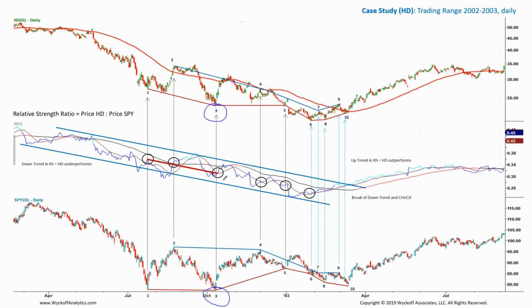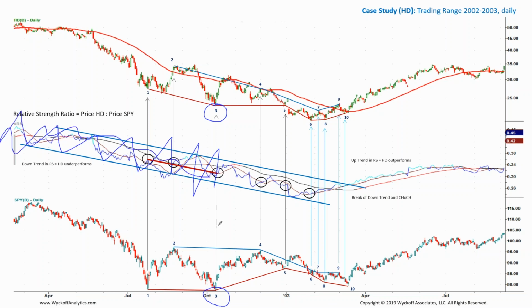But the blue line is moving up, right? So for a very small window of time at point number 3, Home Depot is slightly outperforming relative to SPY, but it's underperforming in the context and the construct of a downtrend. So I would still stay away from it. Okay.